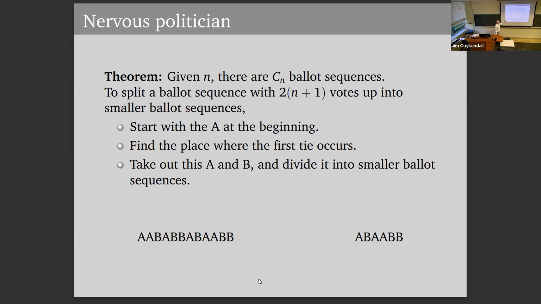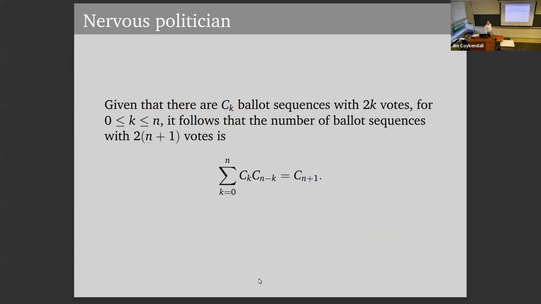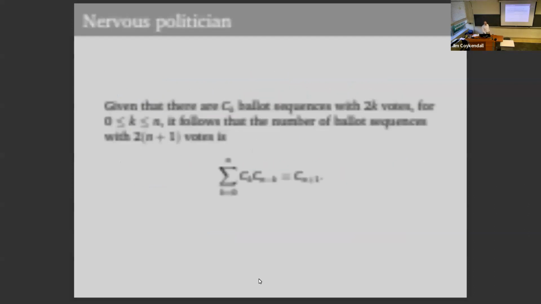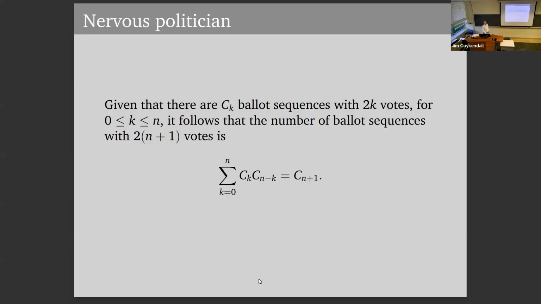Each of these has to be a ballot sequence, because if B pulled ahead of A here, then when you put the initial A there, that B would be the first place where the tie occurs. And again, you could have an empty ballot sequence. If it started AB, then the first one would be empty. If the first place the tie occurs is at the end, then the last one would be empty. That's where that C0 comes into play. Okay, so yeah, it satisfies that recurrence.